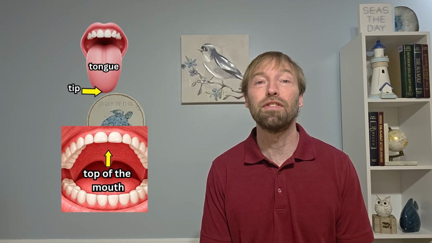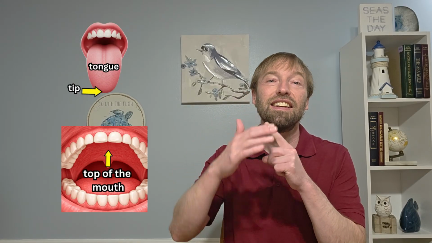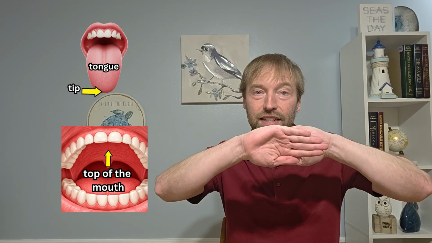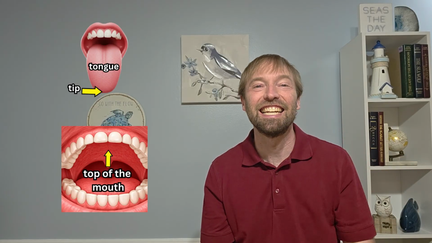The letter D makes a D sound. D. When you make this sound, the tip of your tongue touches the top of your mouth, a little bit behind your teeth. D. Stop the air. Then release the air. It's like a small explosion of air. D.